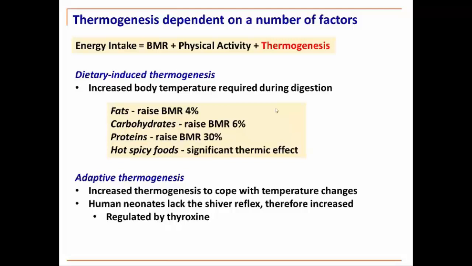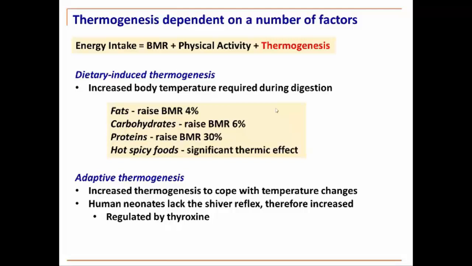But of course, human neonates, the newborns, lack the shiver reflex. That comes on within the first few years of life. Therefore, they need to increase the amount of thyroxine that they produce. So that's far more significant adaptive thermogenesis due to a temperature change in neonates than it is in adults. They produce thyroxine, it increases metabolic rate, and that increases the heat.